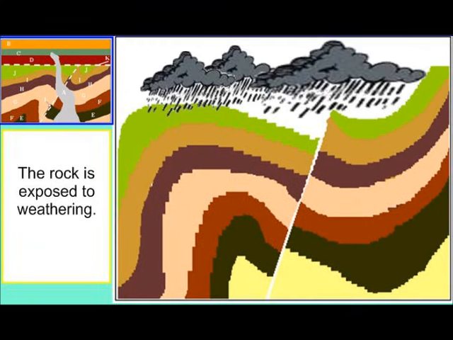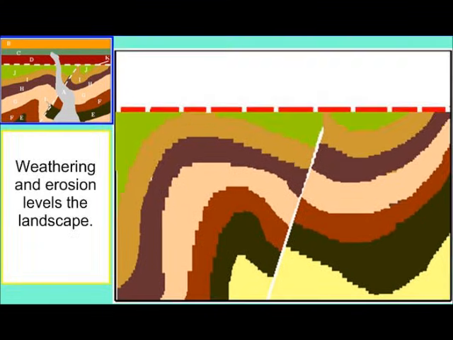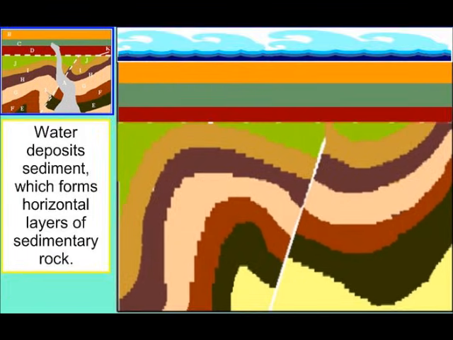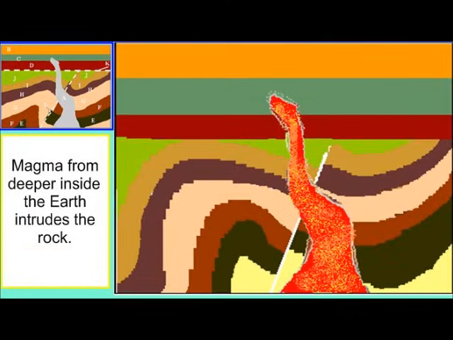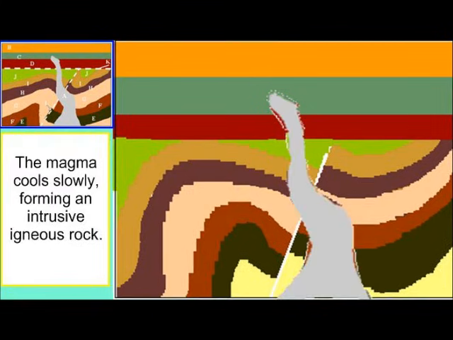As this rock was exposed to weathering, it would have become flatter, so weathering and erosion levels the landscape. Water deposits the sediment on top, and it forms more horizontal layers of sedimentary rock. And then we see here that the magma from deeper inside the earth intrudes the rock, and we know this happened towards the end because it goes through all the layers. And the magma cools slowly, forming an intrusive igneous rock.